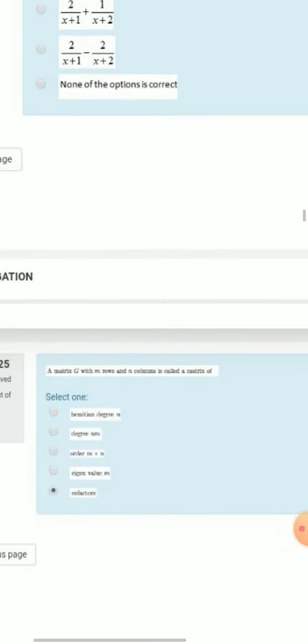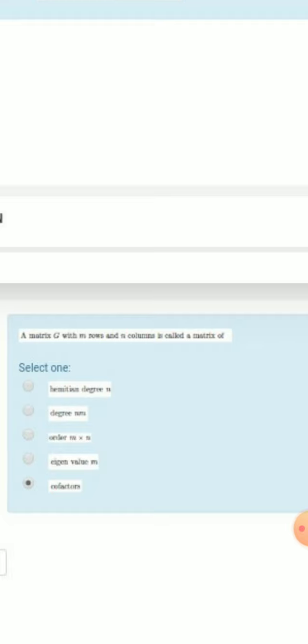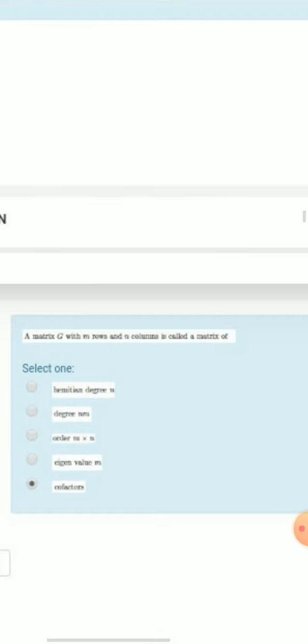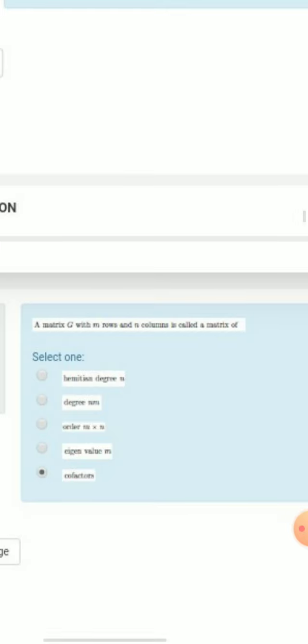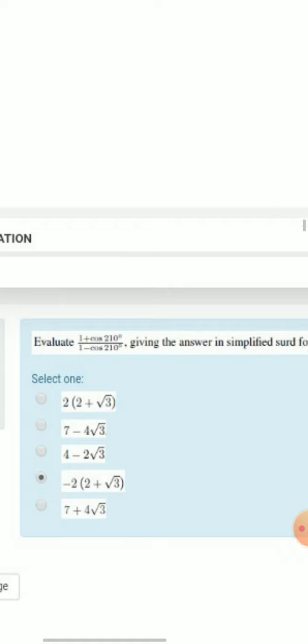The next question says a matrix G with m rows and n columns is called a matrix of order, that's order of matrix, order m times n. So the answer there is C. Okay, so look at this. Something like this, you can just get it done.